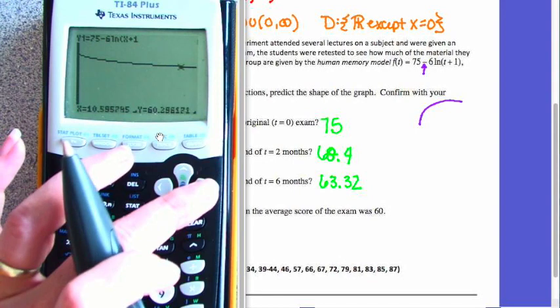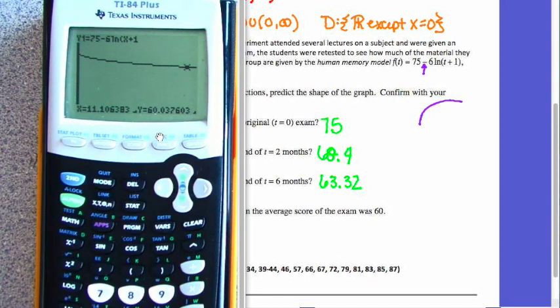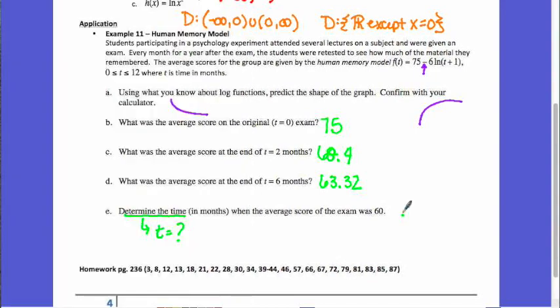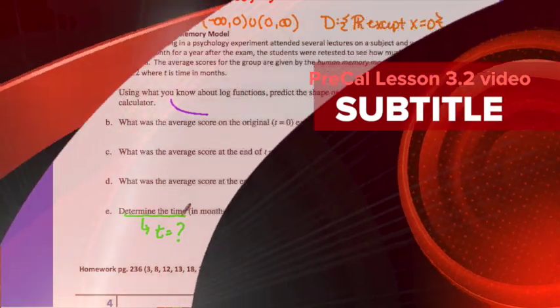So let's see, maybe at 11 months. Looks like we're really close, around 11 months. So at approximately 11 months. So determine the time in months. At 11 months, the average score should be around 60. Okay, just a different example of how this actually could be used in being able to graph data, gather data, apply data.